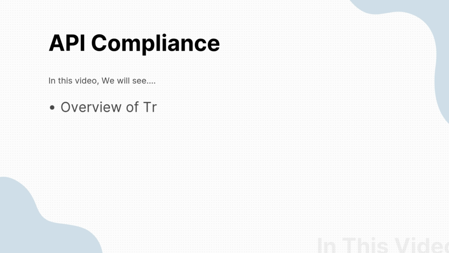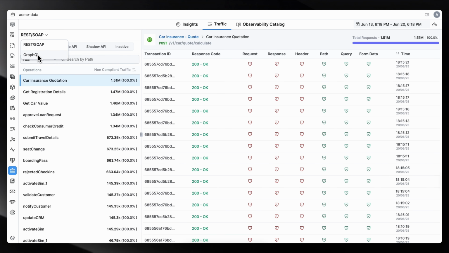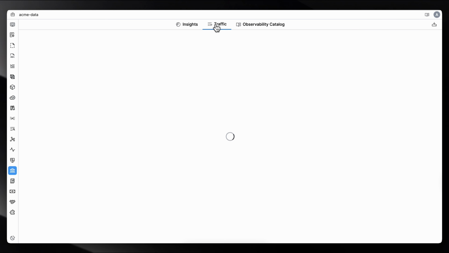In this video, we are going to take a look at the traffic tab, how you can access different kinds of APIs and their traffic details, how to inspect specific transactions and error messages, how to check out GraphQL non-compliance versus REST APIs. To get started, you have to head over to the traffic tab here.